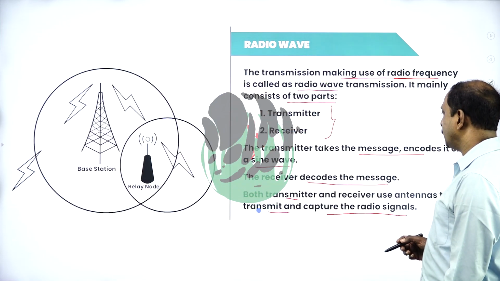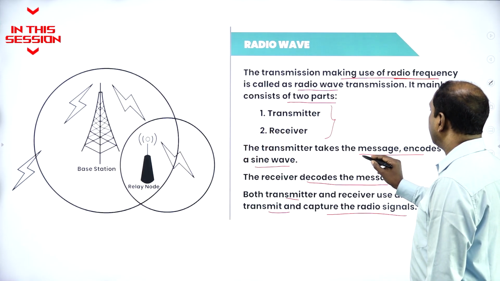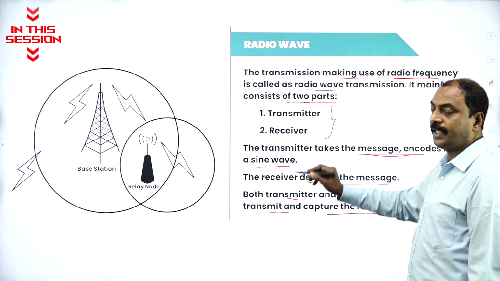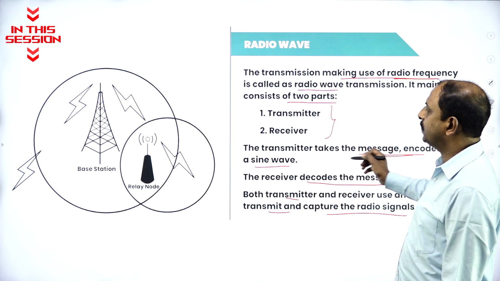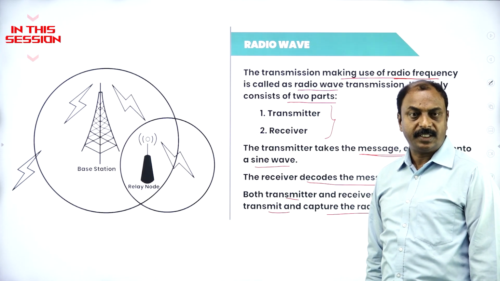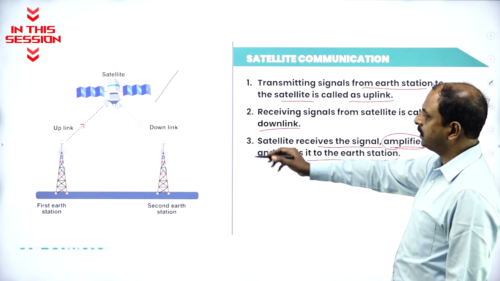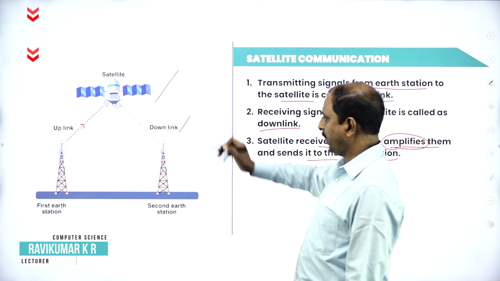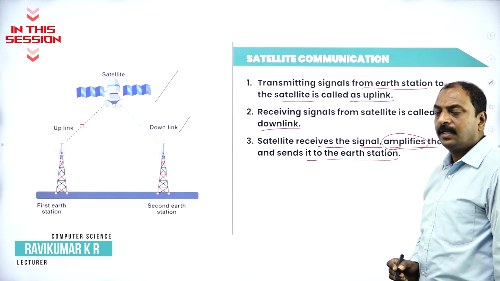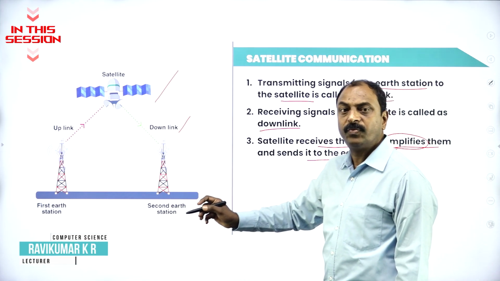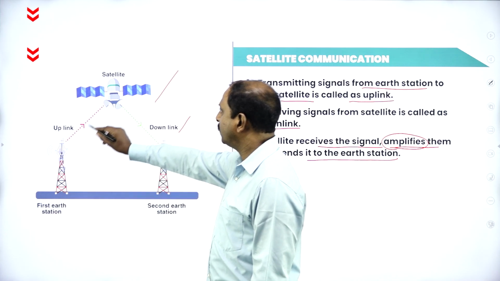As per the definition, the transmitter takes the messages and encodes or converts the data into an appropriate signal. There are two things here: one is uplink and the second one is downlink. Uplink is nothing but the data or signal sent from one workstation to the satellite.